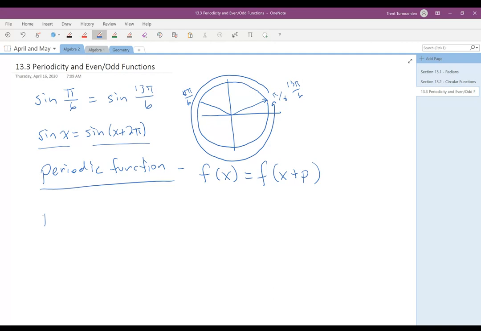Okay, and so a period of a function is the value added to the input where the function repeats.